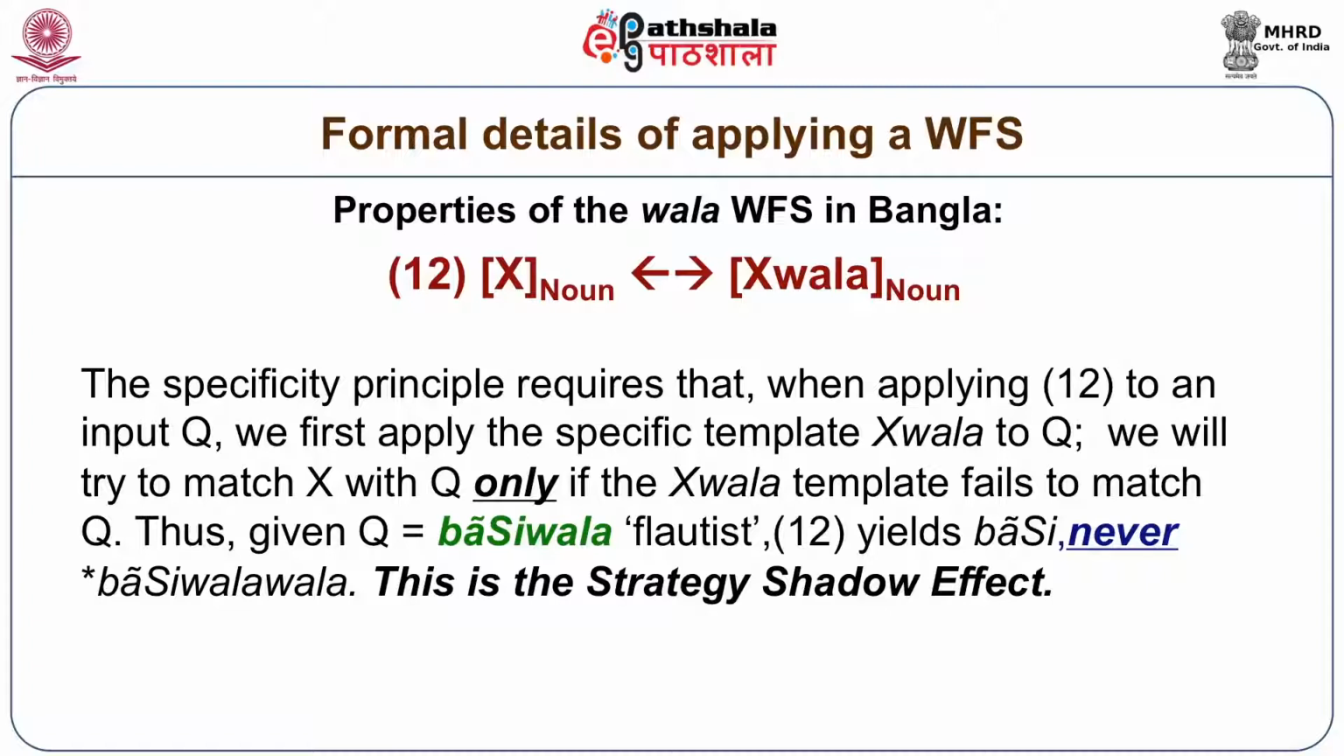X is on the left, X wala is on the right. X wala has more information than X, so X wala is more specific than X. Therefore, you try X wala first. In other words, when you're applying X to X wala, you go around looking for words which match the template X wala. You might land upon Bashi wala. And when you do, you say, aha, then the strategy tells me I can go from Bashi wala to Bashi.